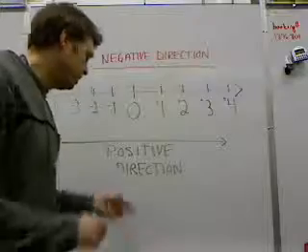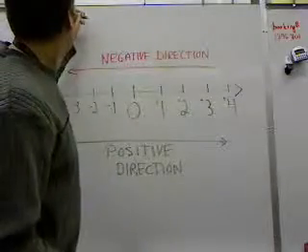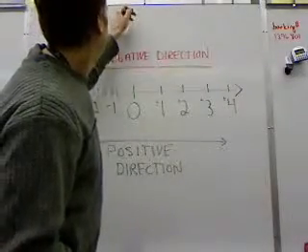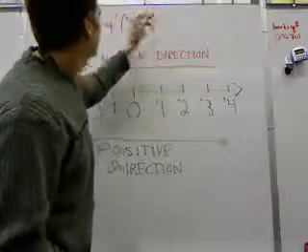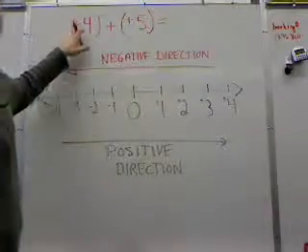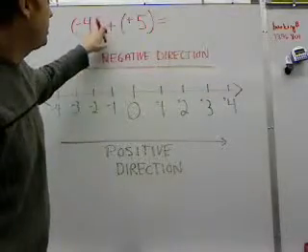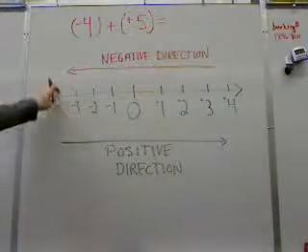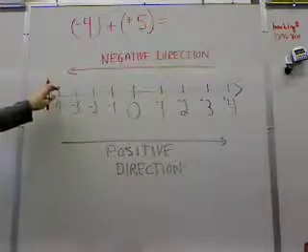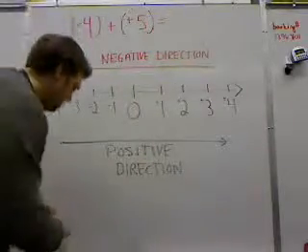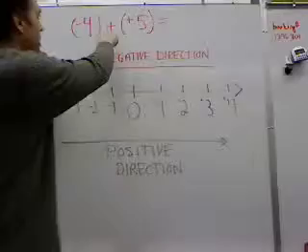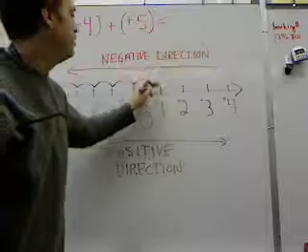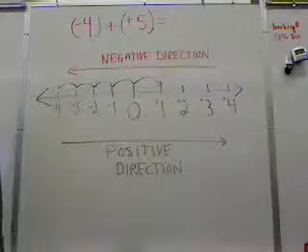Let's say, for example, we have the equation negative 4 plus positive 5. Well, what we can see here is that even though we're starting on negative, because we are adding and we are adding a positive, we are going to be moving in a positive direction. So if I were to start here at negative 4 and move in a positive direction on the number line, I'd be moving 5 spaces in the positive direction. 1, 2, 3, 4, 5 to get an answer of positive 1.